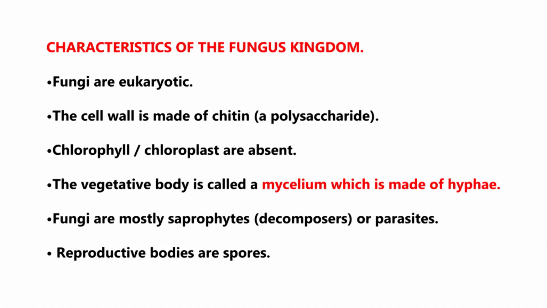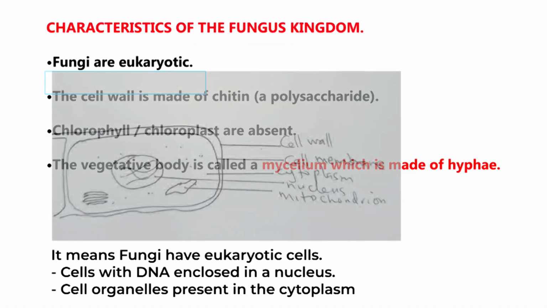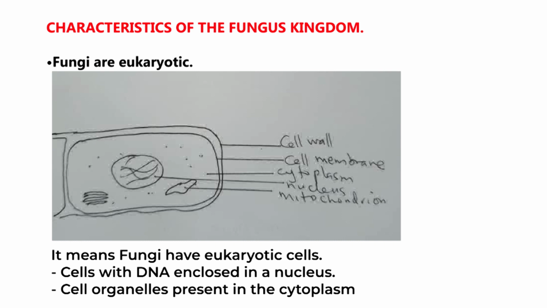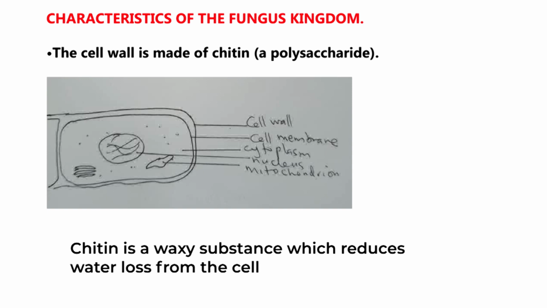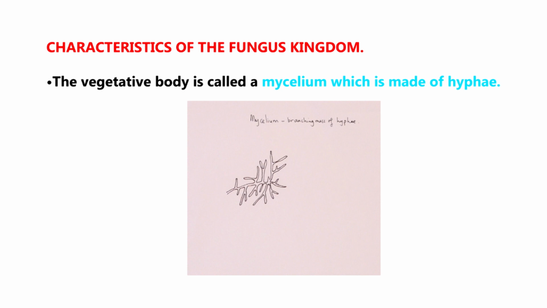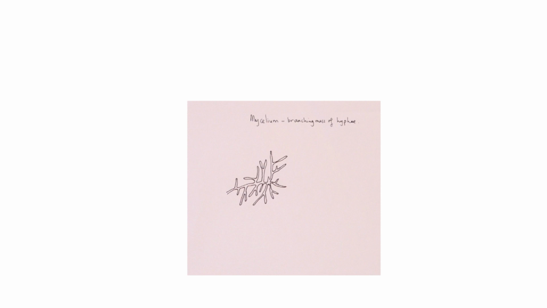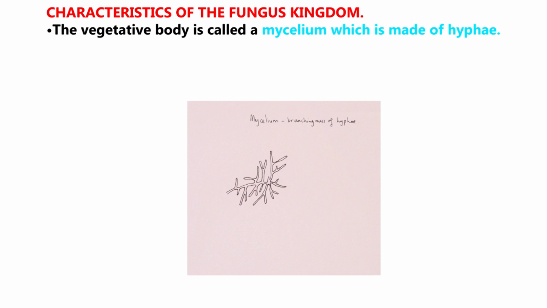Let's look at the characteristics of fungi. Fungi are eukaryotic. They have a cell wall made up of chitin. They don't have chlorophyll. The vegetative body is called mycelium, which is made up of hyphae. The mycelium is a mass of branching hyphae.